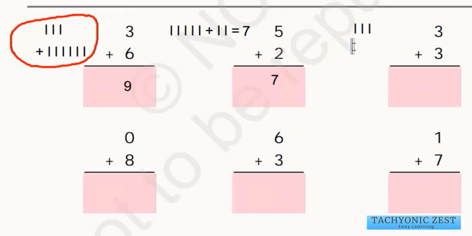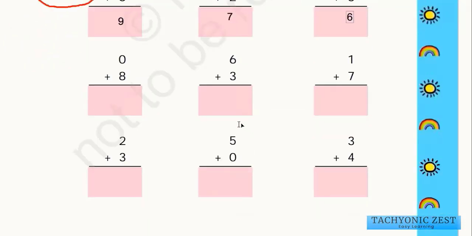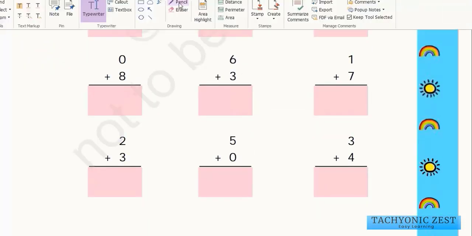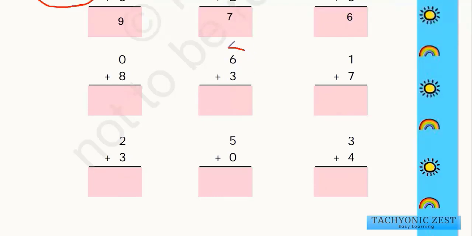Okay, so let us draw 3 more sticks. So 1, 2, 3. So what is the total number of sticks that we have now? So the total number of sticks, if we count it, is 1, 2, 3, 4, 5, 6. So the total number of sticks here we got is 6. Let us see this question now. 6 plus 3. What is 6 plus 3?